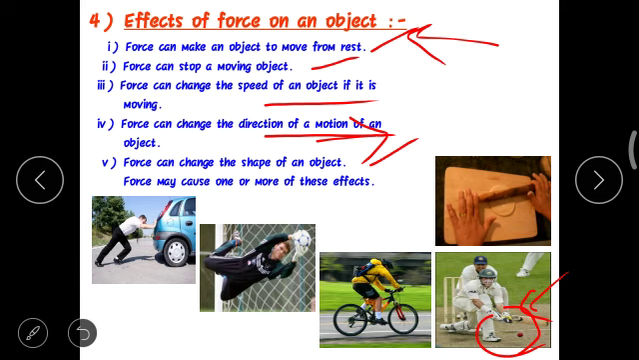Force can also change the shape. If you are applying a force from the opposite direction on a ball, its shape can be changed. It can be like this, it can be like this. So the shape of the ball can be changed by applying force. It means that with force you can change the shape, the speed, the direction, and the size of an object also.